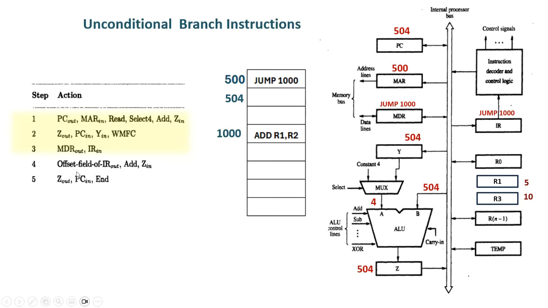So these two control signals are also added for this unconditional branch instruction. Here, the offset field of the instruction register is considered. This offset value is calculated as the difference between the address present in this instruction and the next address. So this difference is calculated and updated as the offset address. Here the offset address is 496. So this 496 is read from the internal processor bus. Then the add control signal is enabled, so these two values are added. The final value is moved into the program counter. So the program counter now points to the correct address of the next instruction.